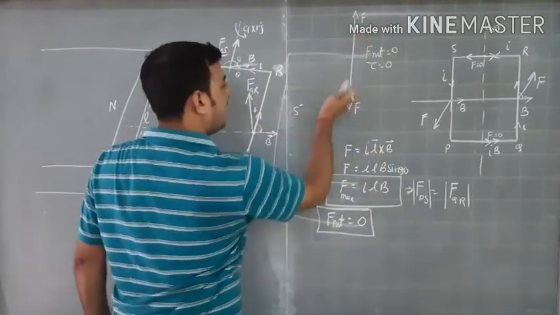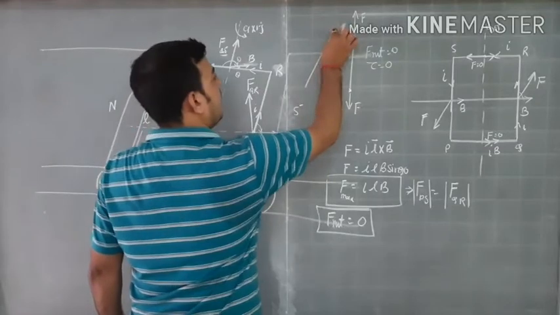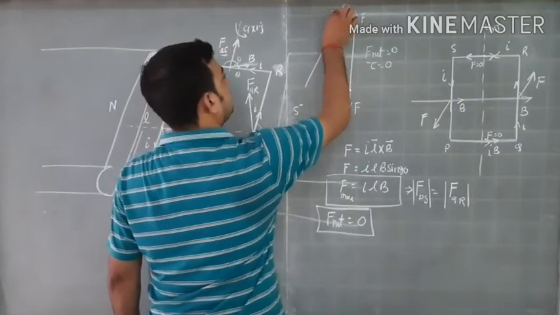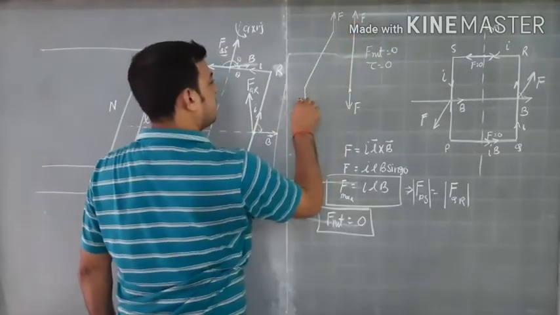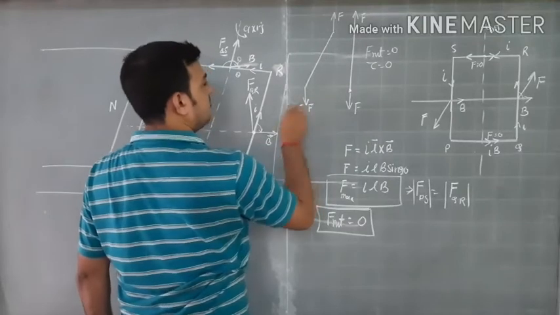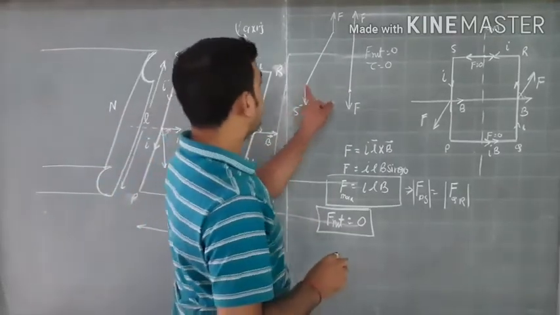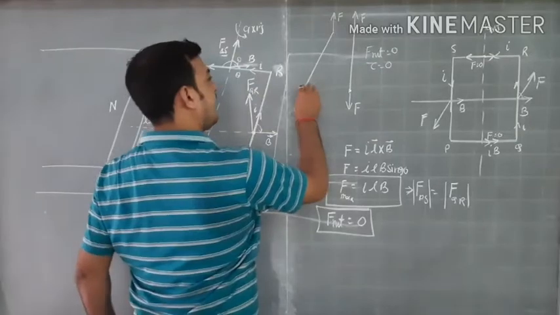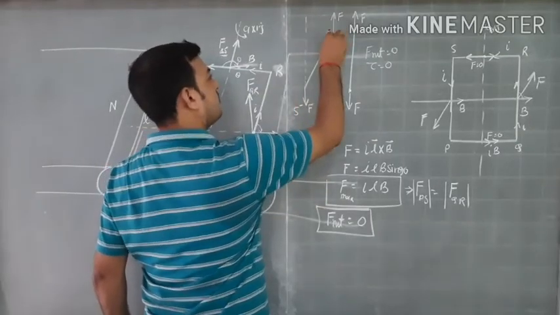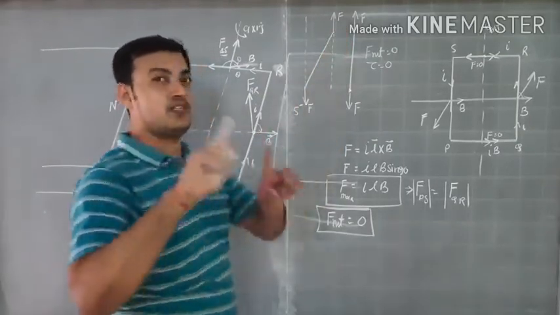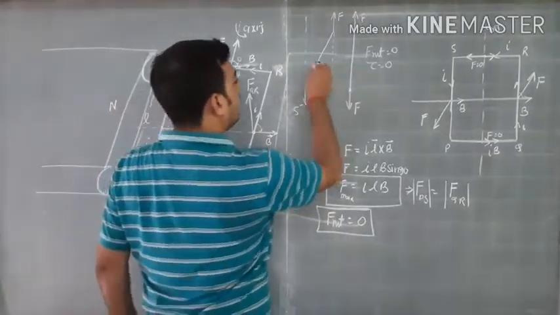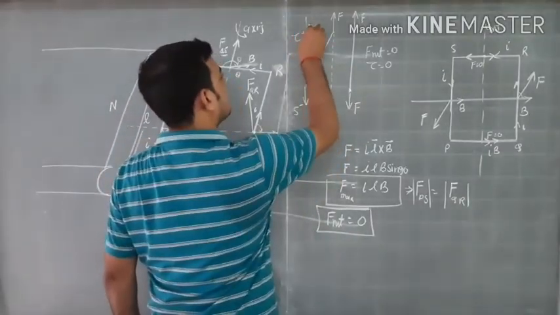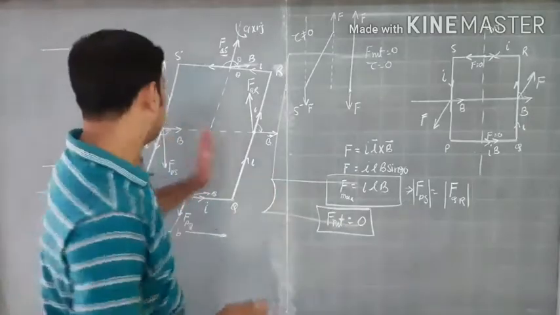But if I rotate this arm, and this force F continues to act in the upward direction, and this force continues to act in the downward direction, now the net force is 0, but since the lines of action of both forces are not along the same line, the torque is not 0 in this case. And that is the difference here.